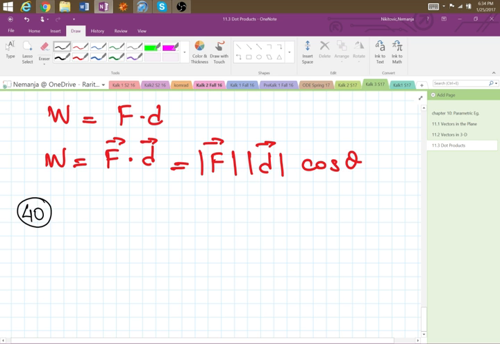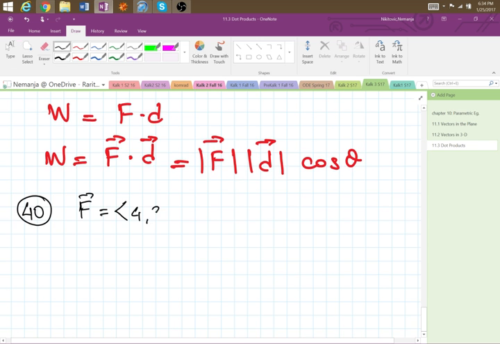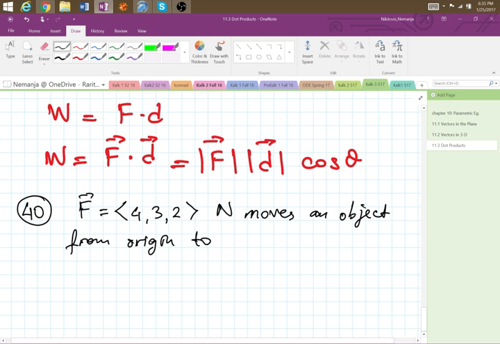Problem 40 says a constant force F of 432 in newtons moves an object from the origin to the point 860 in meters. So what's the work involved in this?